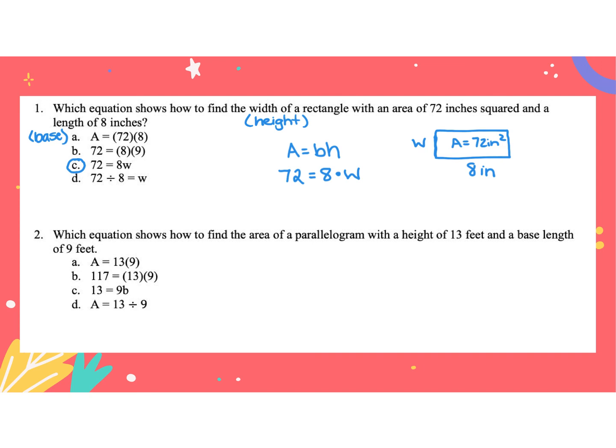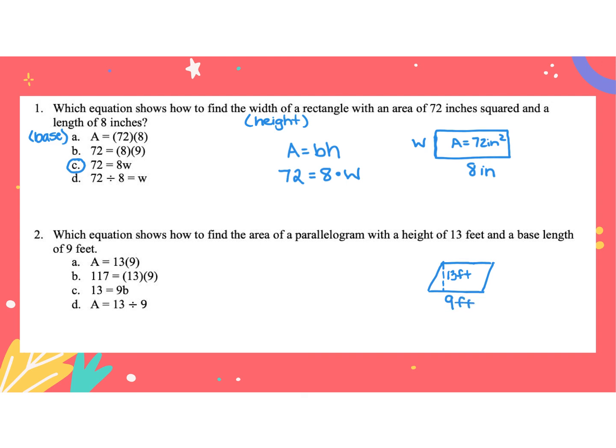Question 2 says, which equation shows how to find the area of a parallelogram with a height of 13 feet and a base length of 9 feet? So we could draw a parallelogram and plug in our given values. We are given the height of 13 feet inside the shape. And we're also given the base, and that's 9 feet.